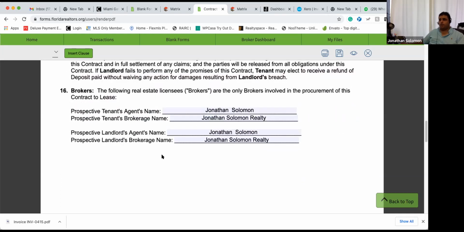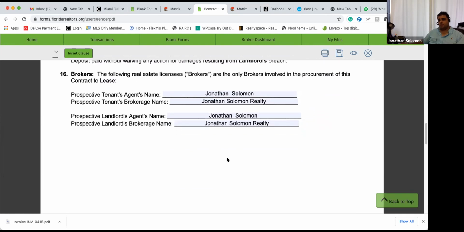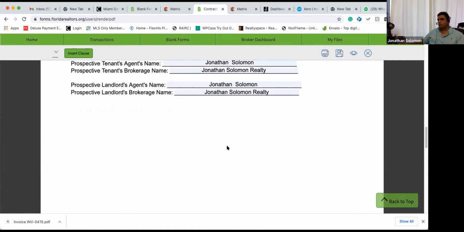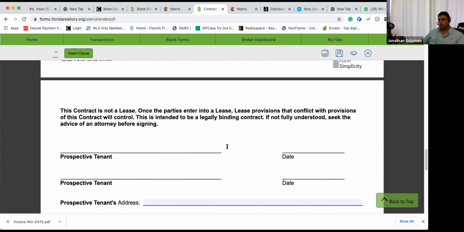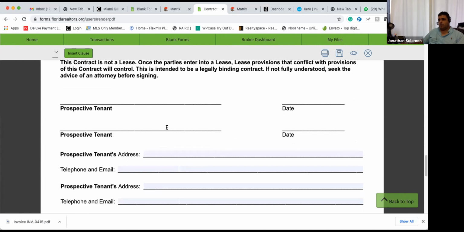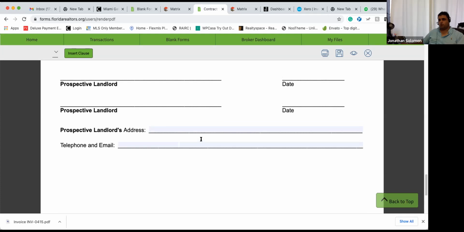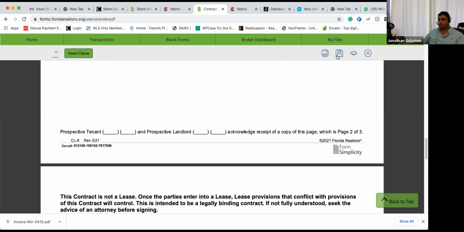Section 16, very important for us, is to indicate the names of the tenant's agent and tenant's broker and listing agent and listing broker in order to receive commission. It's very, very important that those names show up here. That protects you later on to receive your commission when the time comes. And the signature section with the parties' information is also very important to have.